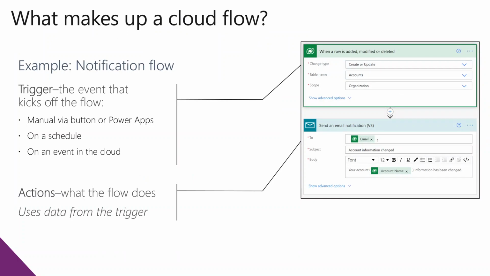So here's an example of a notification flow. The trigger is when a new row is added to a particular Dataverse table. And then the action that happens is an email notification goes out. And you can see here that you've got the trigger, really easy to understand what's happening here. Create or update on this table in this organization will trigger, and it will send an email to this email address with this data in the email.